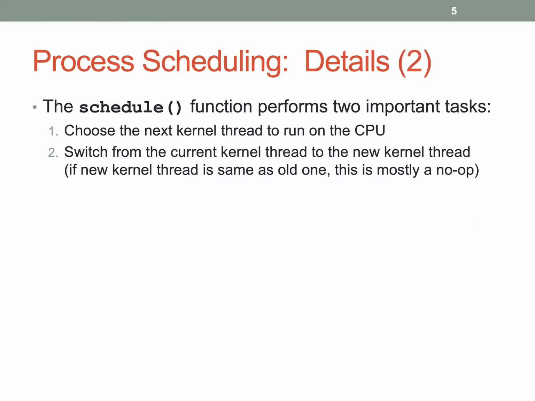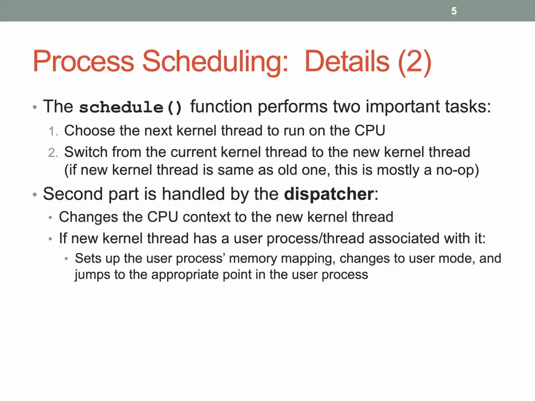So the schedule function does two things, which are both, I think, pretty evident. One is schedule has to figure out who should run next, who should get the CPU next. And then the second thing that schedule does is make sure to switch to that new kernel thread. Okay, that's easy enough. The second part of this scheduling operation where we're actually doing the context switch is handled by this thing called the dispatcher.